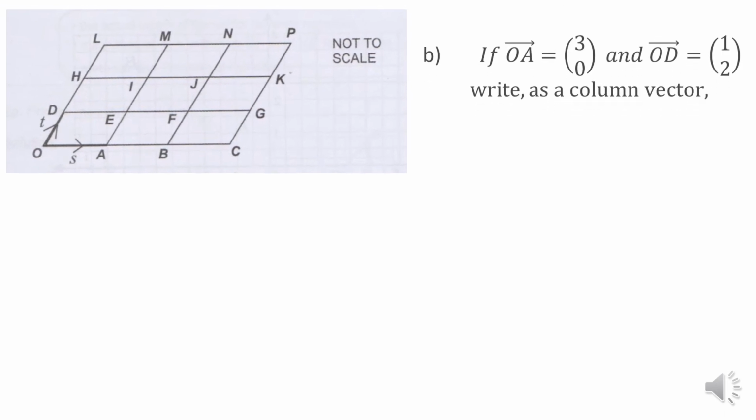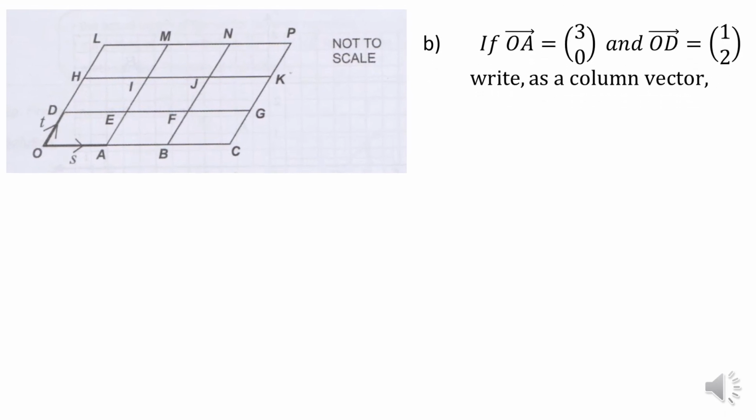Let me bring the diagram back here to bring in a few questions that we can do. Now here they are saying, suppose OA, here to there, is (3, 0). That is that vector there. And OD is (1, 2). That is that vector there. You are supposed to find H to K.